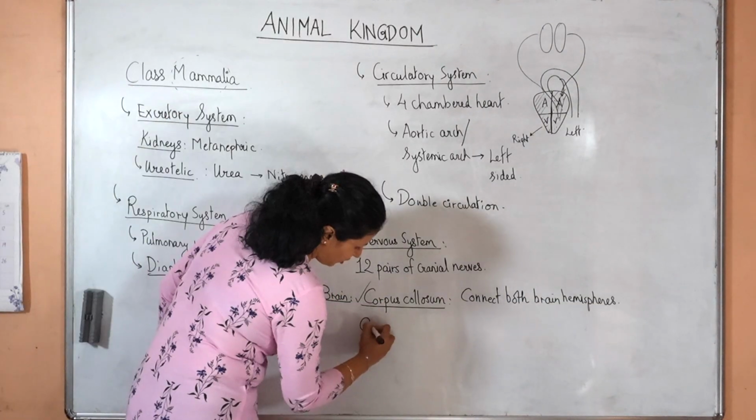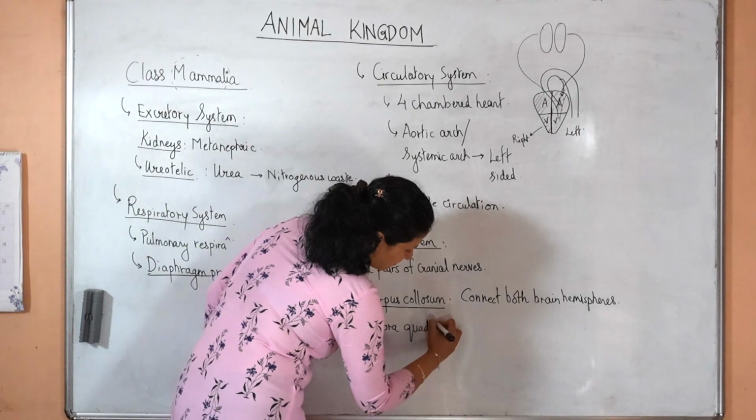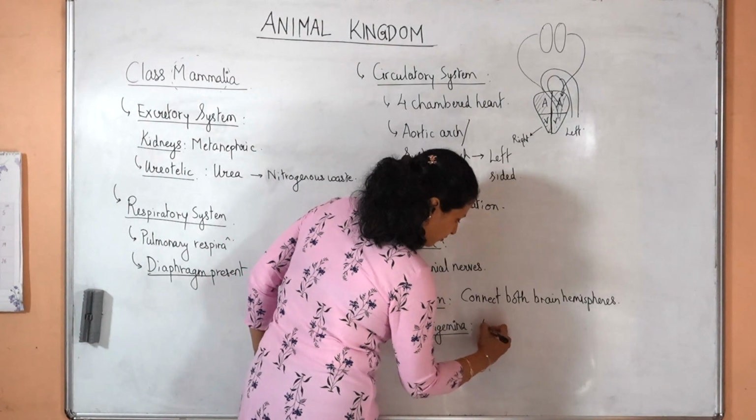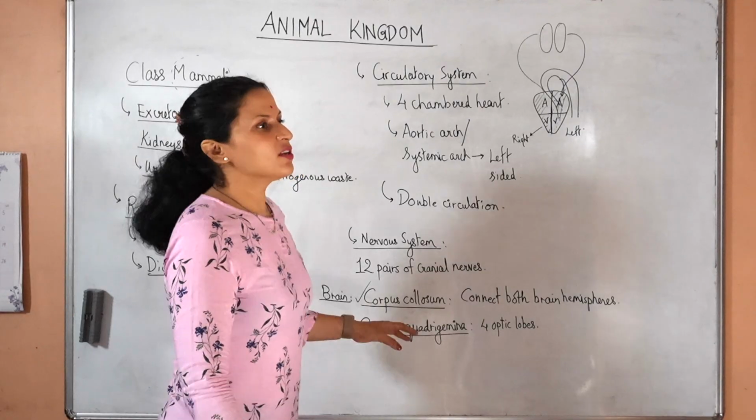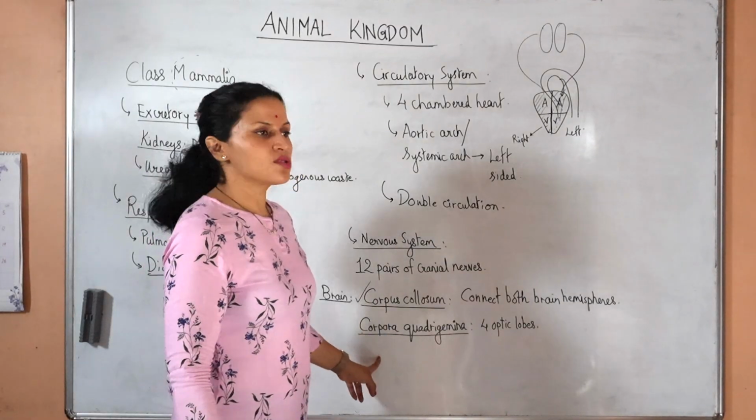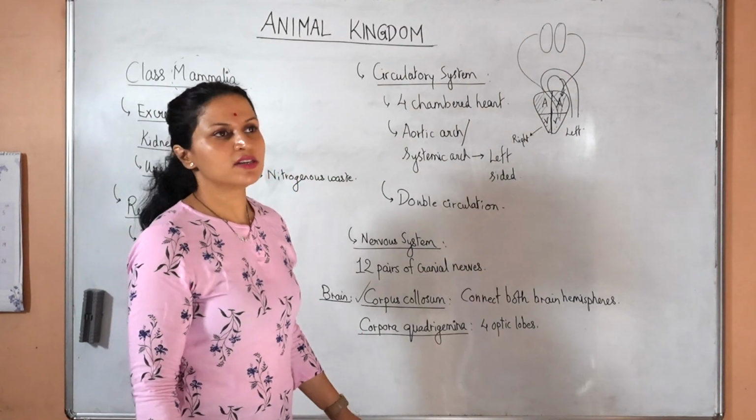Corpus callosum. Corpora quadrigemina, the four optic lobes. Four optic lobes are present in the brain. This is also a special feature which is very unique to the class Mammalia.